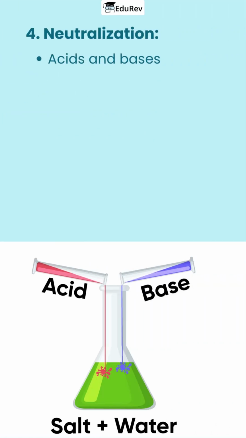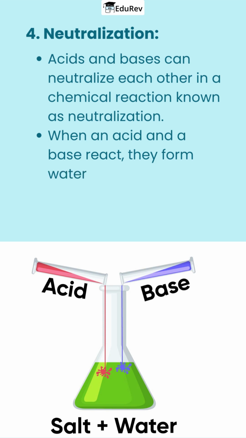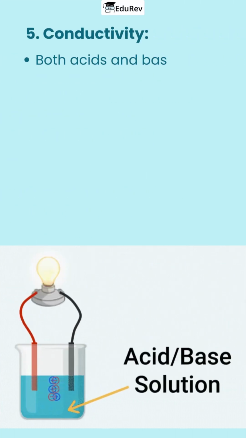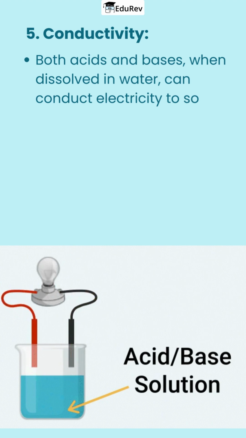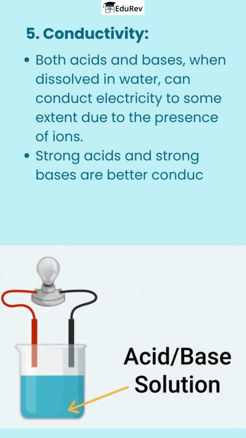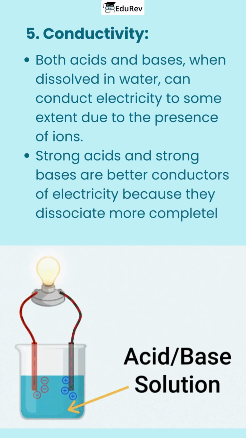Acids and bases can neutralize each other in a chemical reaction known as neutralization. When an acid and a base react, they form water and a salt, and their acidic and basic properties are neutralized. Both acids and bases, when dissolved in water, can conduct electricity to some extent due to the presence of ions. Strong acids and strong bases are better conductors of electricity because they dissociate more completely into ions.